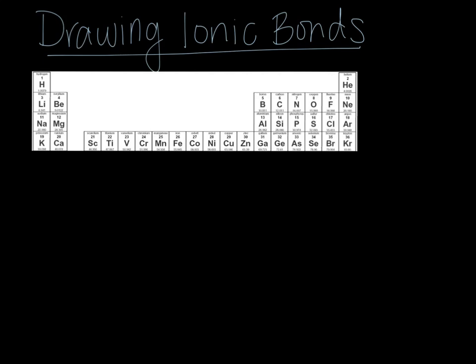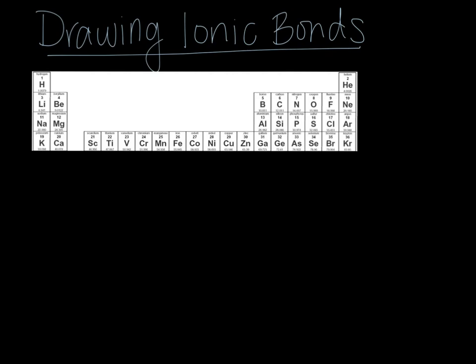So today we're going to talk about drawing ionic bonds, and to do that we need to know how to do Lewis dot diagrams, we need to know about valence electrons, and we need to know about ions. So first order of business: an ionic bond is a bond between a positive ion and a negative ion. Or you could think about that as being a bond between a cation and an anion.